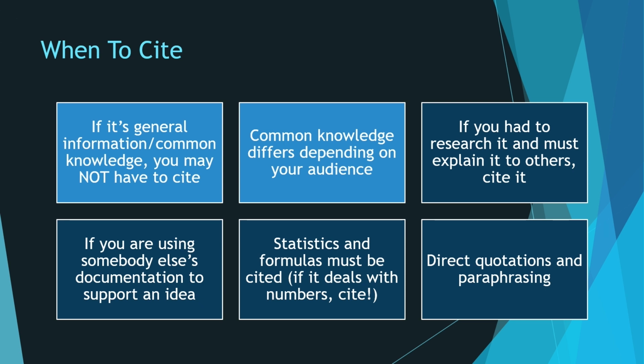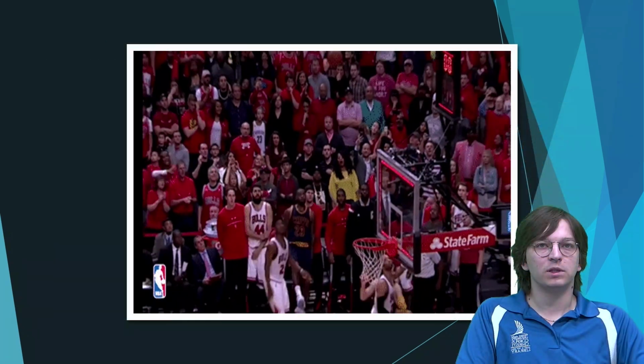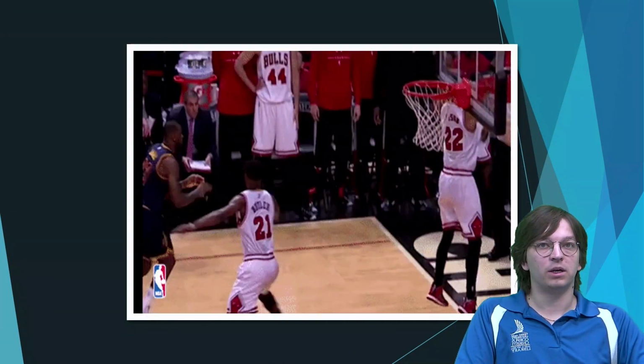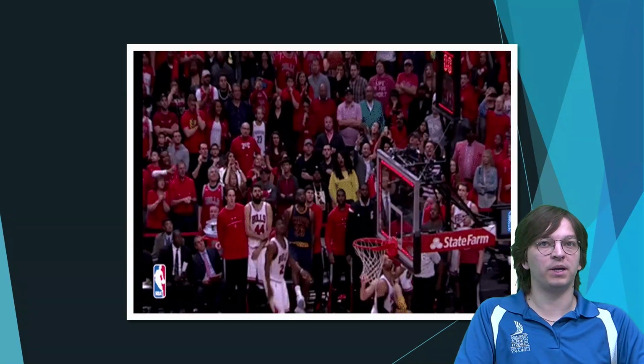For example, if you talk about what a jump shot is, a basketball player will know what you're referring to. However, somebody who plays the violin who knows nothing about basketball would need to have that explained to them. When in doubt, explain your information to your audience. Chances are, if you had to research it and must explain it to others, you'll need to cite it. For those of you wondering what a jump shot is, here's LeBron James doing one. It's a shot in basketball that involves jumping in the air and using 1 or 2 hands.